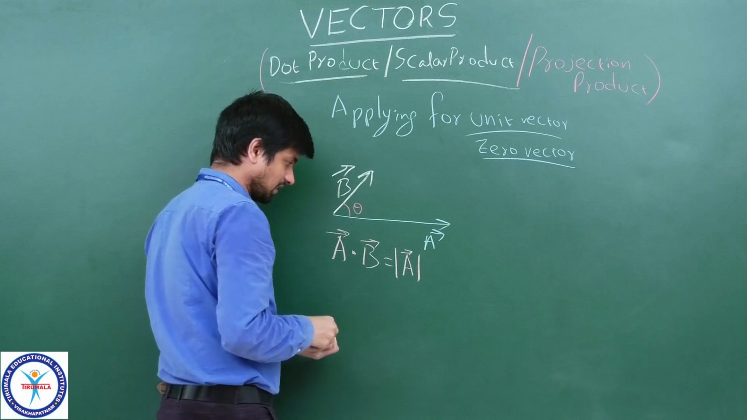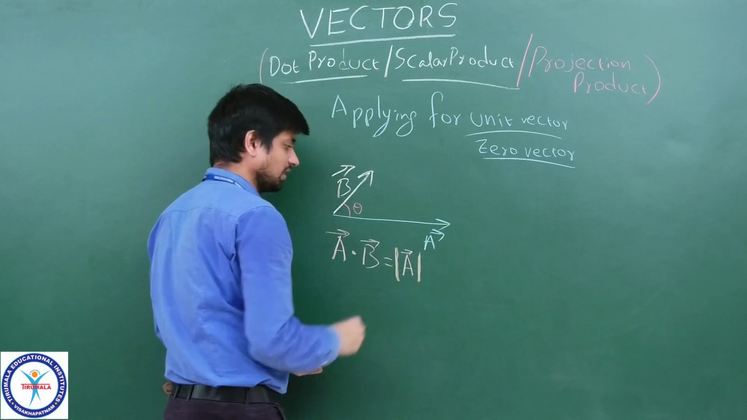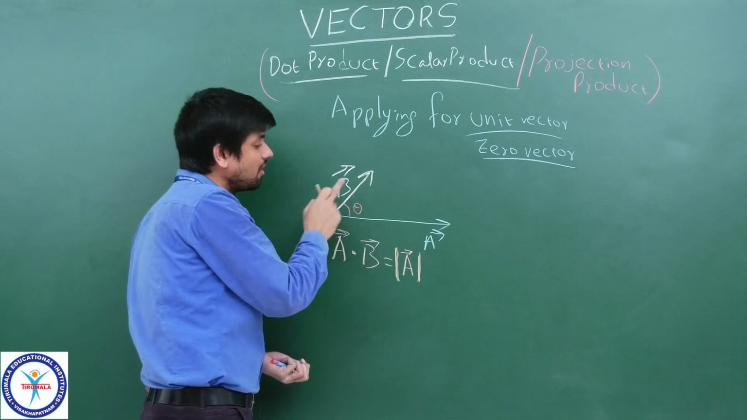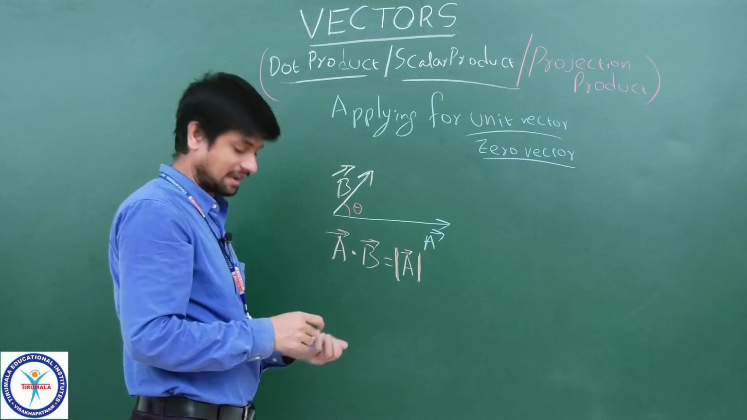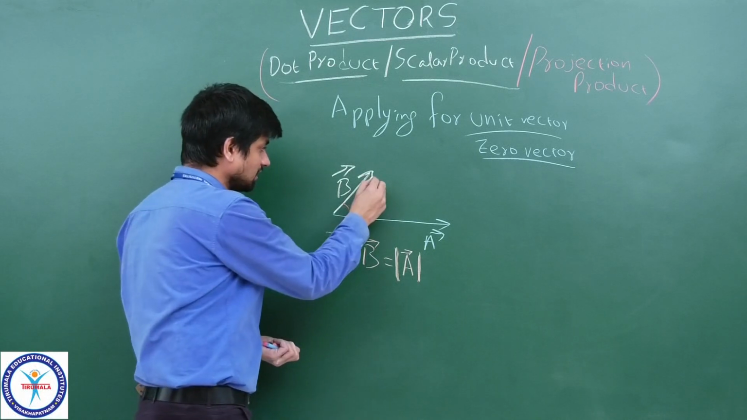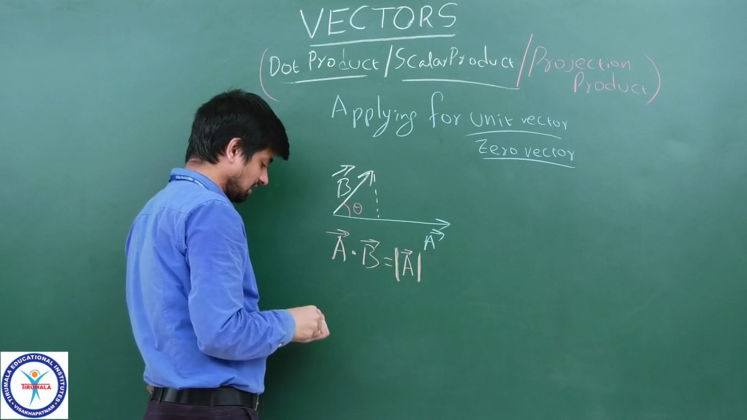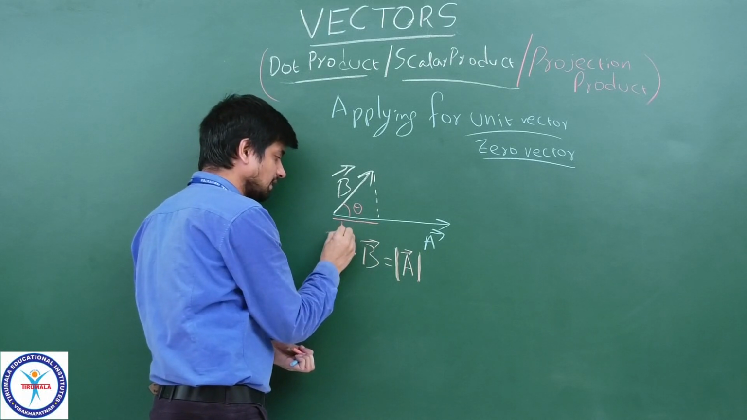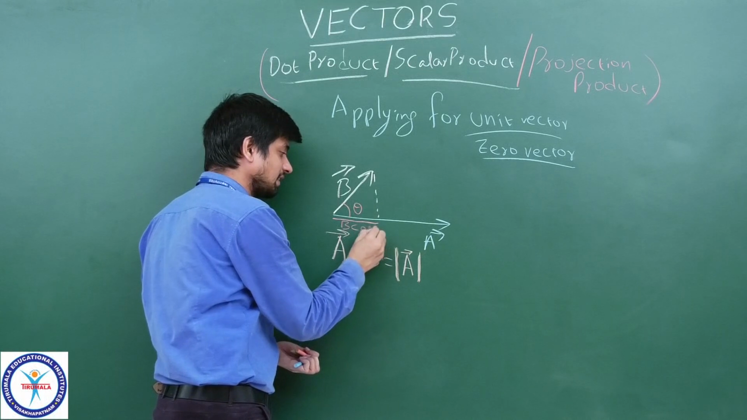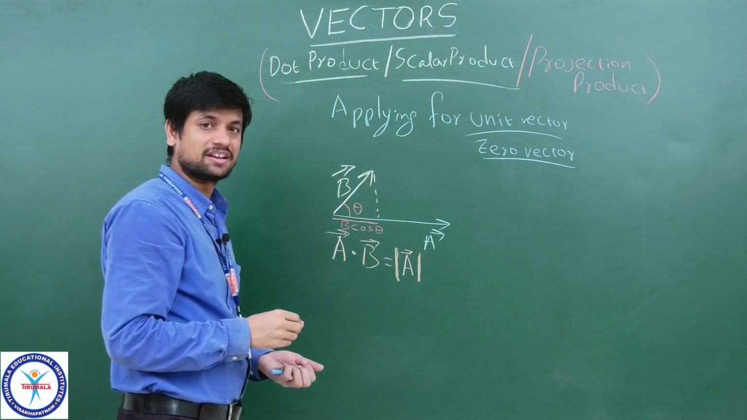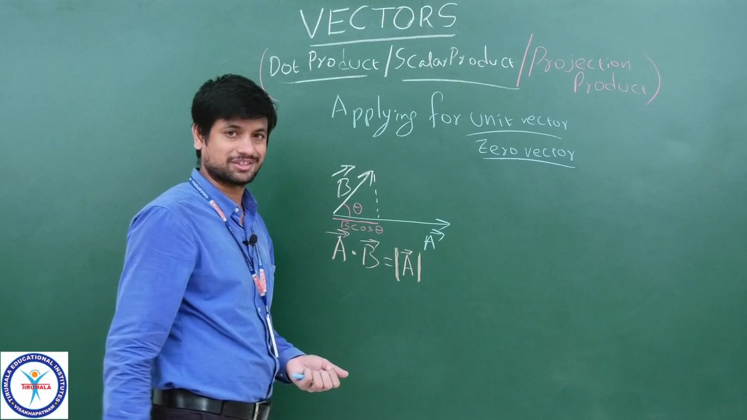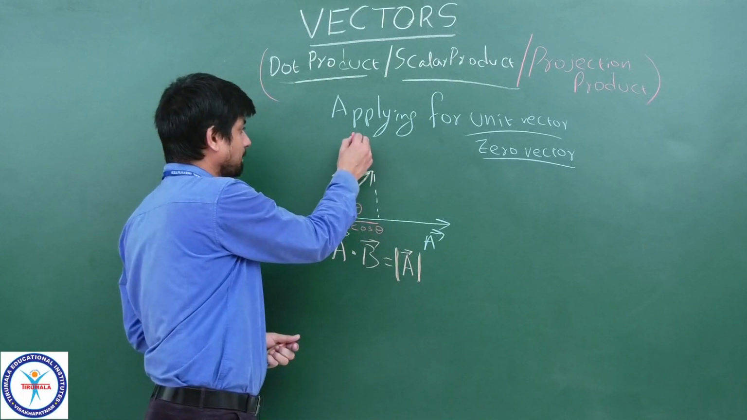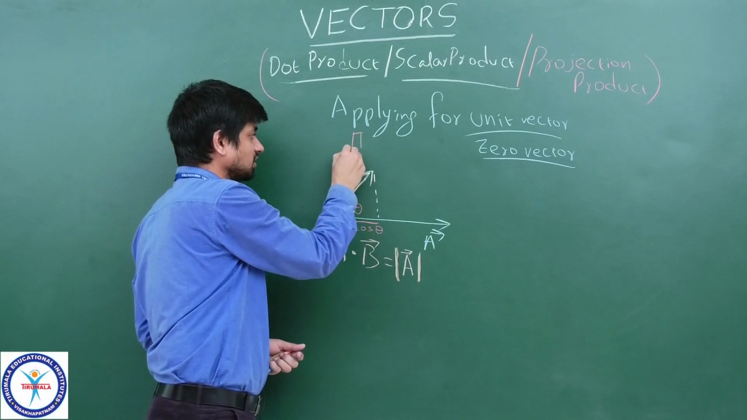Okay, children? Yes, first vector magnitude. Next, the second vector's projection magnitude on A. So, see here, you can see this is the projection. What is this? B cos theta, the horizontal projection, not the vertical projection. I am applying the light in this way, children.